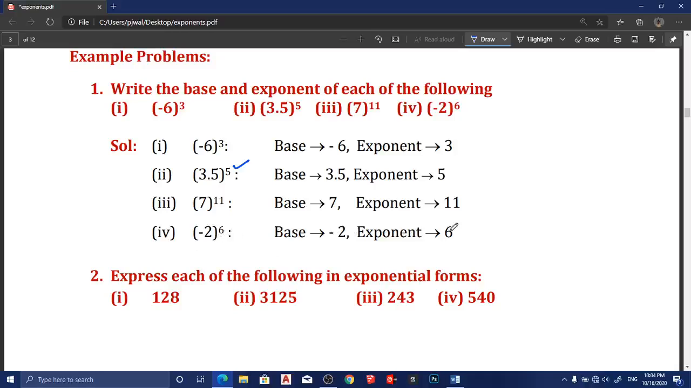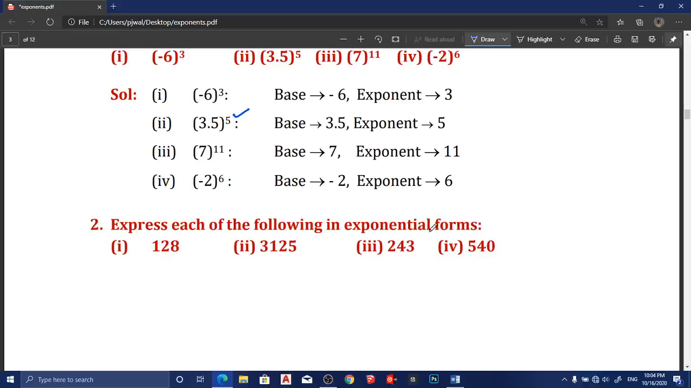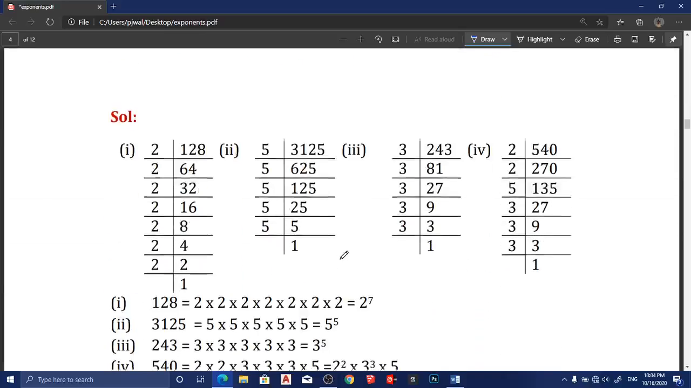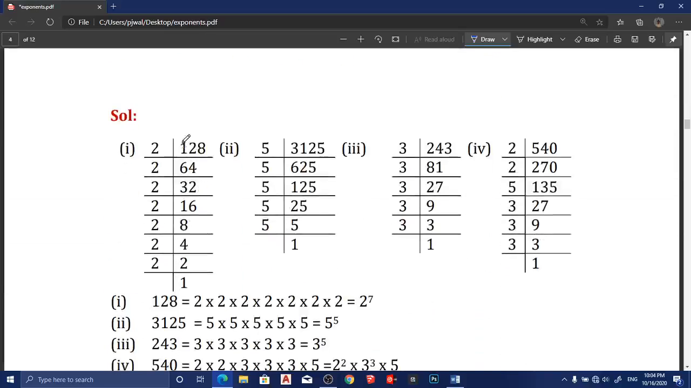Okay. So next, express each of the following in the exponential form. See, these are not the multiples of 10. Normal numbers are given. Now what you have to do to find out the exponential form of the given numbers? You have to take the prime factorization. This is not LCM. Observe here.